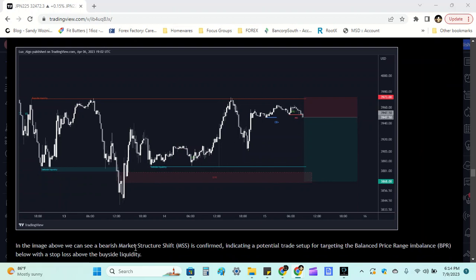In the image above, we can see a bearish market structure shift, or MSS, is confirmed, indicating a potential trade setup for targeting the balance price range. Okay, not balance price ratio, the balance price range imbalance below with a stop loss above the buy side liquidity. So again, here's the buy side liquidity, and then this is the stop, this is the entry, and this is the target down here at basically the bottom side of the BPR level.